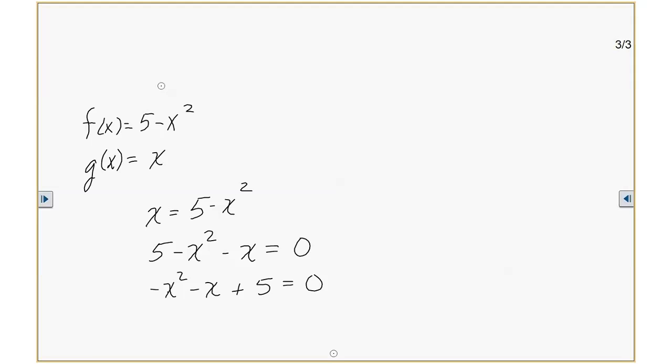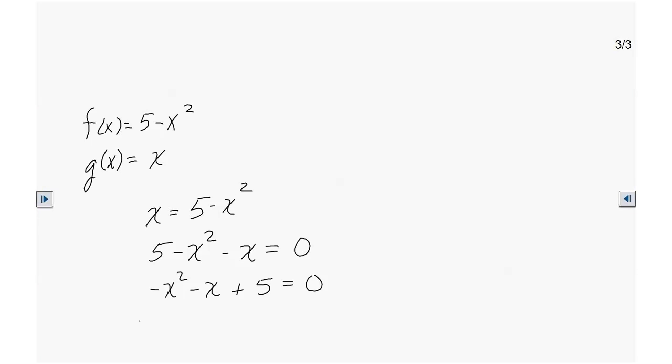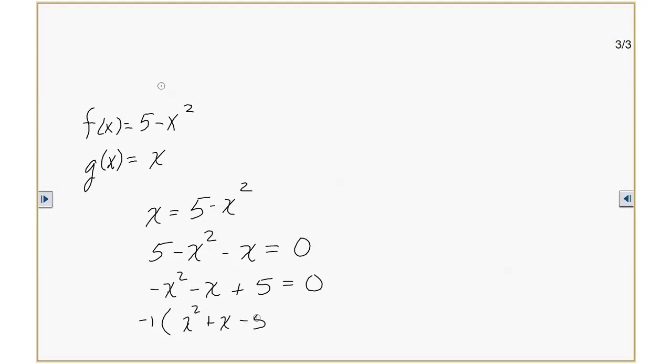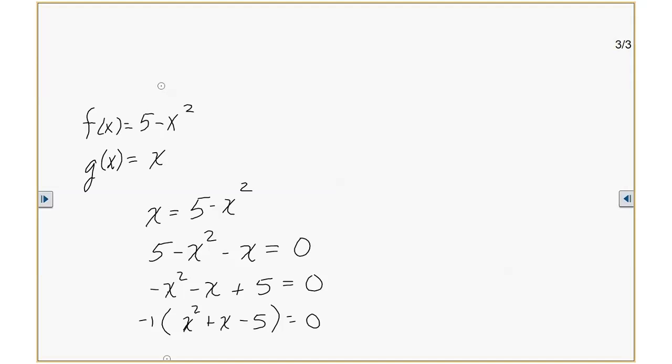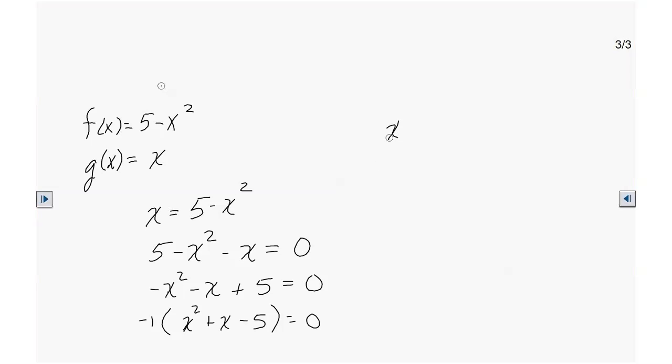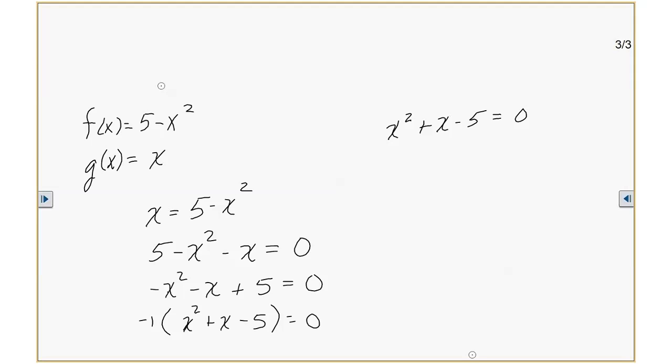That looks yucky. I'm going to pull out a -1. That's going to give me x squared plus x minus 5 is equal to 0. And -1 can never equal 0, so that's out. So you're left with x squared plus x minus 5 is equal to 0. Can you factor it? Yes or no? No. So you quit, right? Because you can't factor.